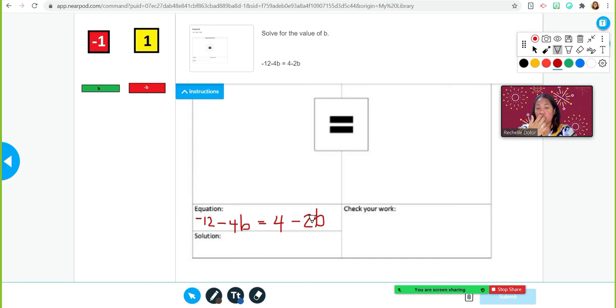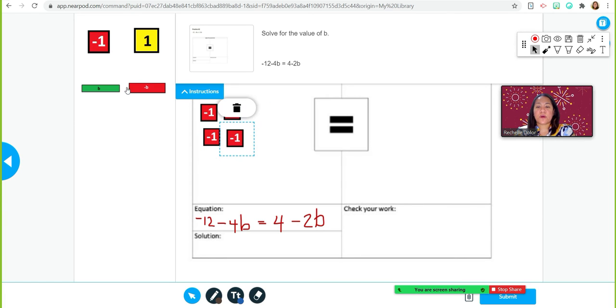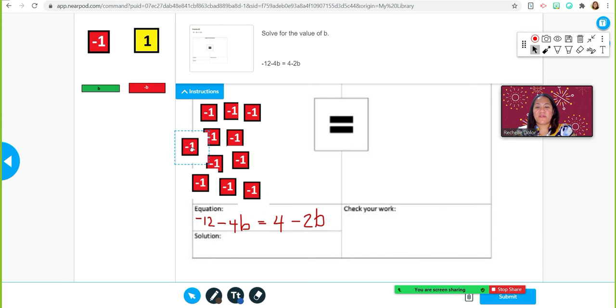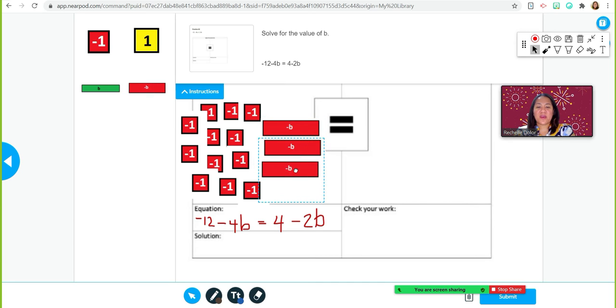So how does that represent? We all know negative 12 is red. 12: 1, 2, 3, 4, 5, 6, 7, 8, 9, 10, 11, and 12. The space is not good enough, but try to squeeze it. Negative 4b is also red: 1, 2, 3, and 4.